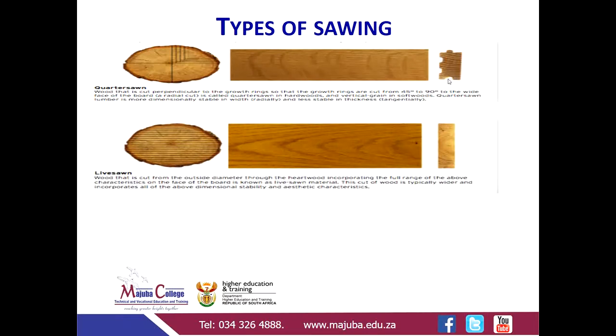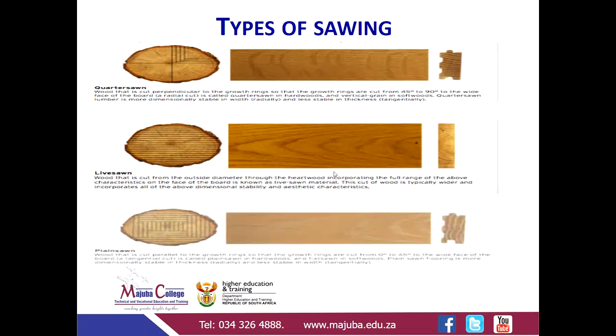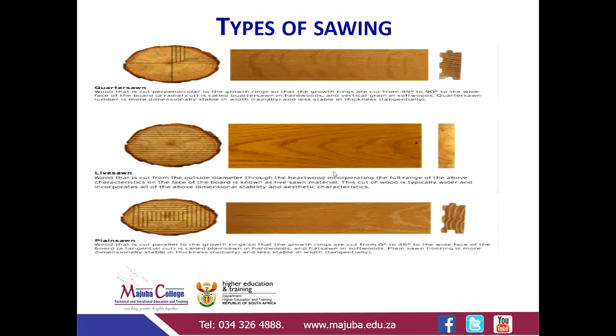We also have live sawing. This is the type of sawing we most use in construction because it's the easiest, simplest and most cost-effective method of sawing. This is the one that is mostly used when cutting timber. The third one is almost the same as live sawing, but here it's called plain sawing. If you look here, it's done the same way as live sawing, just in a different direction, and the grains will now be in this direction, also tangential.